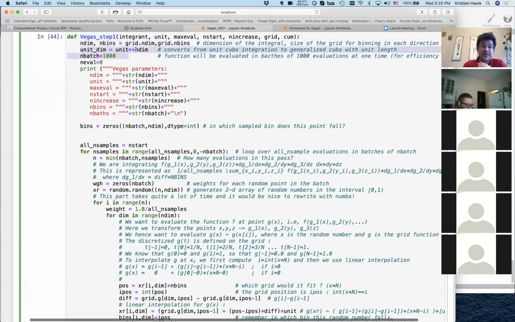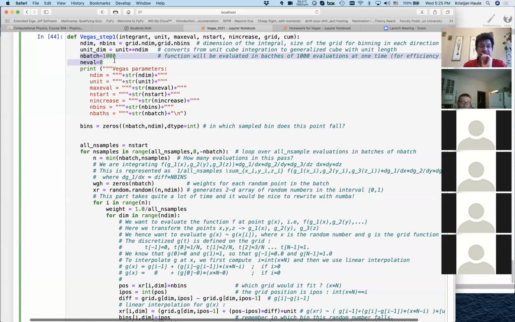Then we're going to set up the size of the volume. The size of the volume is unit to the power of n dim. This is just the entire size of the hypercube that we're using. And then n batch here is again 1,000. So we're going to do 1,000 function evaluations at once.